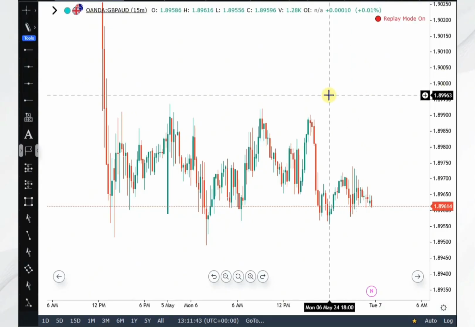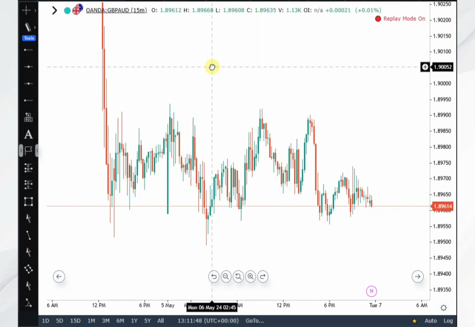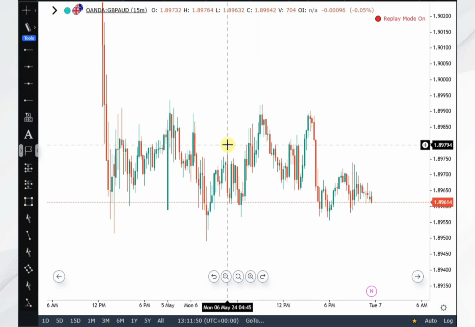Okay, so we are on the platform right now. This is called goal charting. So now let's draw our psychological levels. Like I said when we started, psychological levels are round numbers like 1.1000, 1.15000, 1.200, and so on and so forth.